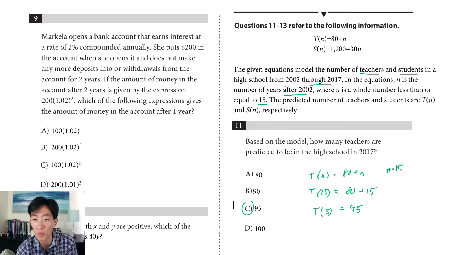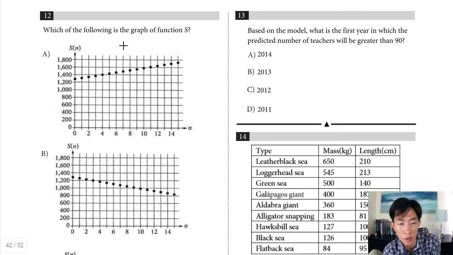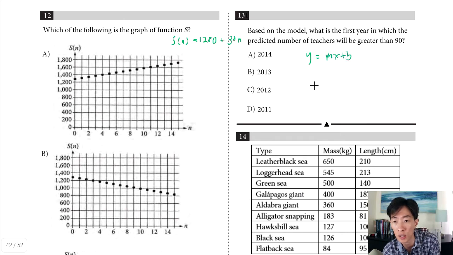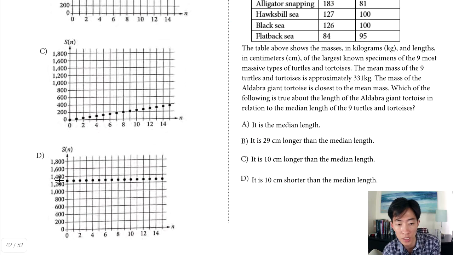Very straightforward question. Number 12, which of the following is the graph of the function S? Keep in mind, S of n was 1280 plus 30n, and we're thinking of our y equals mx plus b form because that's the equation of a line. The first thing I'm going to notice is that our slope is going to be 30n. That's automatically going to eliminate choice B because that has a negative slope. We'll keep choice A. I'm also going to eliminate choice D because a horizontal line is a zero slope.